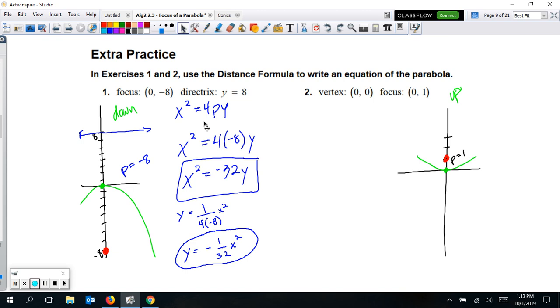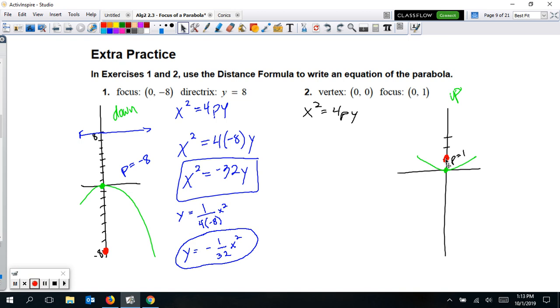So that's helpful. I know I'm going to use the same equations as I'm doing over here, where x is being squared. If it opens left or right, then I'm using the one where y is being squared. So now I can just use that same equation, x squared equals 4py. p is 1. It's positive 1 if you go from the vertex to the focus.